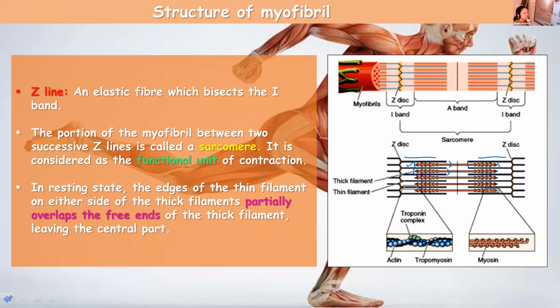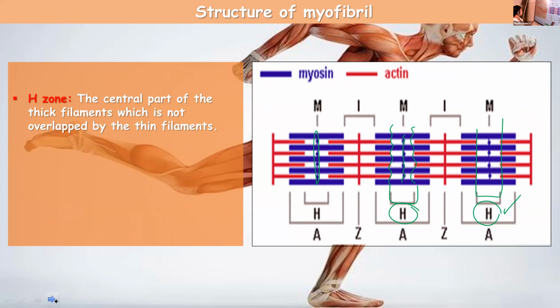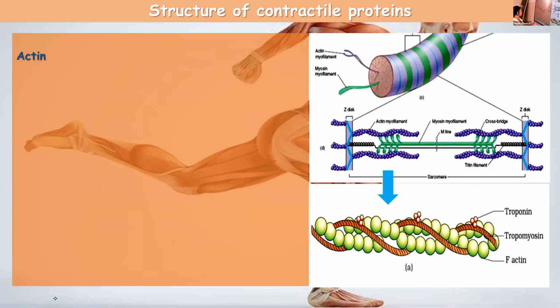That region of thick filaments without any overlapping, you call it the H zone. Then we also learned about the M line. M line is the fibrous membrane which holds together the thick filaments in the middle of the A band.